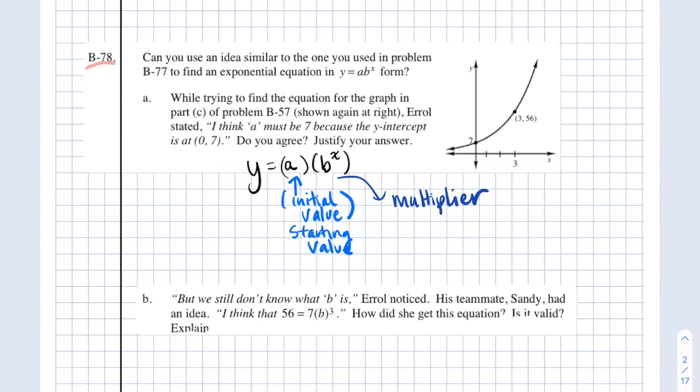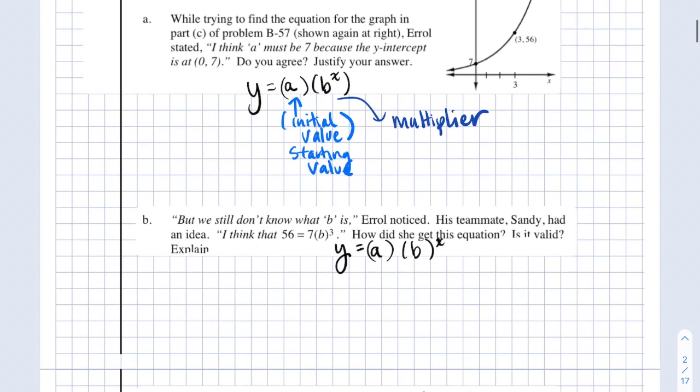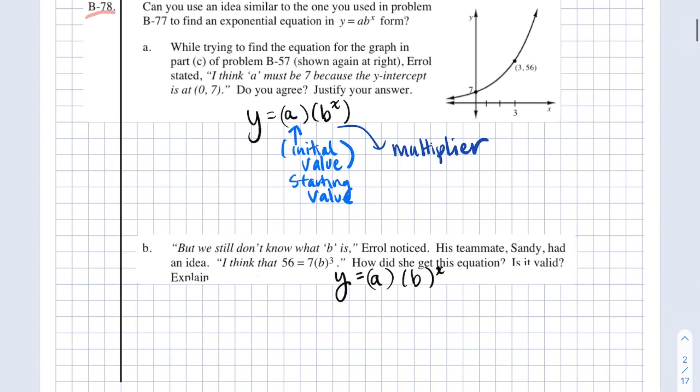So do you agree or disagree? Please pause the video so you can write it in your notebook. So in part B, we're using the same equation. You can put the exponent on the outside as well. So from A, I would agree that a is going to be 7. It is our initial value. It is where it crosses the y-axis.